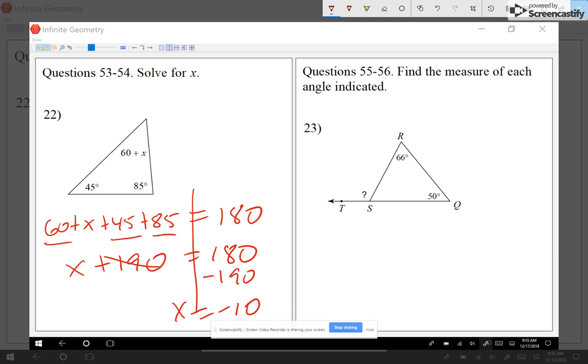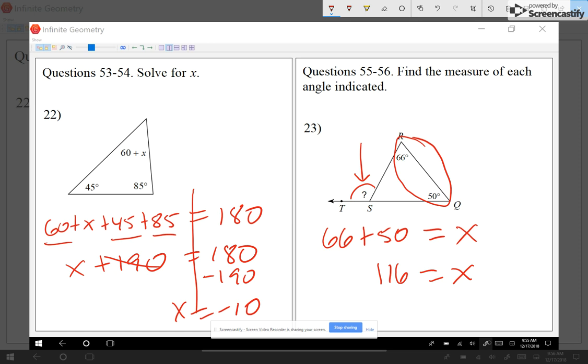Looking at question number 23, the angle in this case is outside. I have two angles on the inside. So I'm going to add the two on the inside, 66 plus 50, and it's equal to the one on the outside. I don't know what the question mark is, so I'm going to call it X. We can simplify the left, right? 66 plus 50, that's 116. And that's X. I was asking on 22, solve for X. On 23, find the measure of the angle indicated, which we just call X.